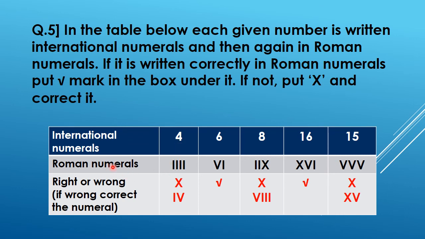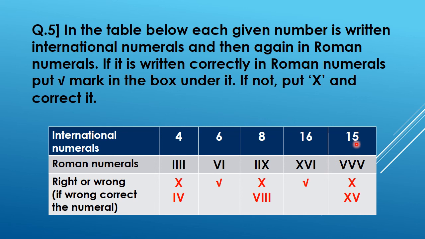The first number is 4. Below that they have printed it in Roman numerals as I 4 times. So this is wrong. Here I have written it in the correct way, IV. Next is 6. It is written as VI and it is correct. Third is 8. It is written as IIX. This is wrong. We have to write it as VIII. Next example is 16, which is written as XVI, and this is the correct way to write the Roman numeral.